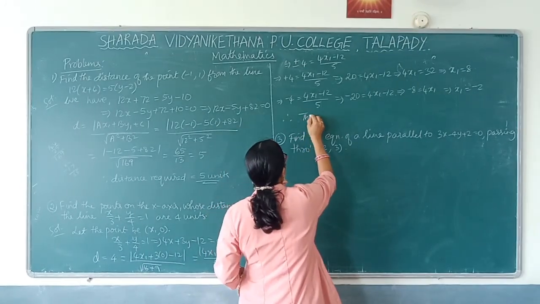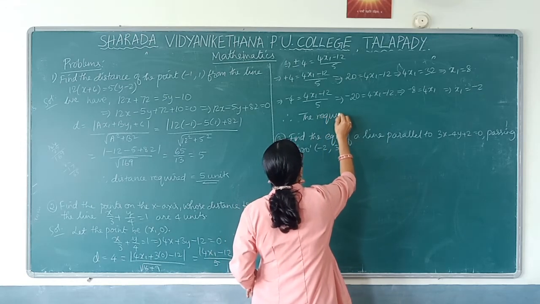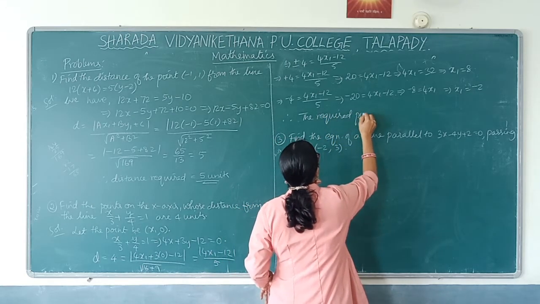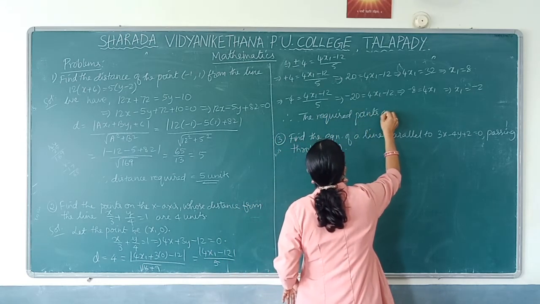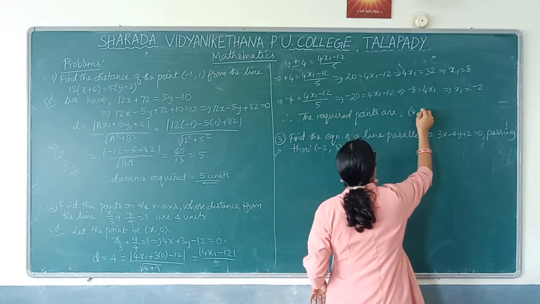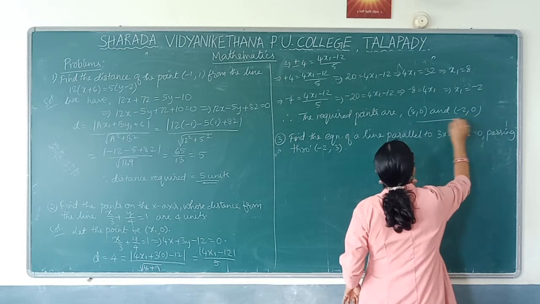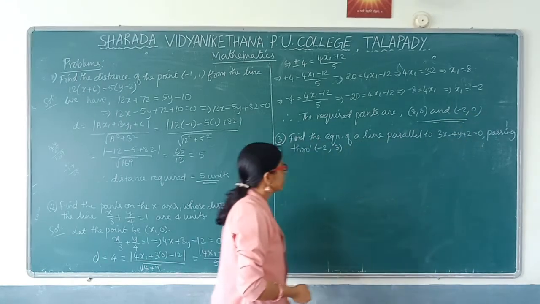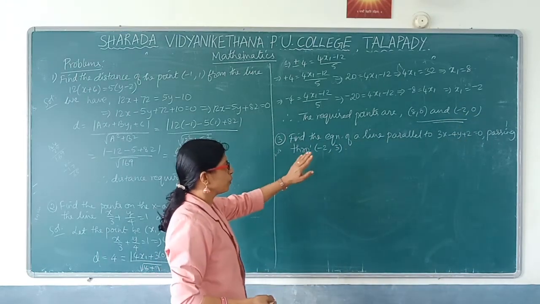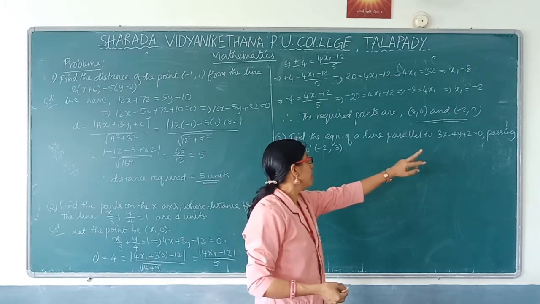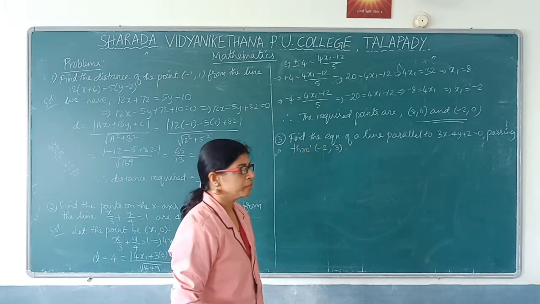Therefore, the required points are... what are the required points? 8, 0 and minus 2, 0. These are the answers. Next, find the equation of a line parallel to this line passing through the given point.